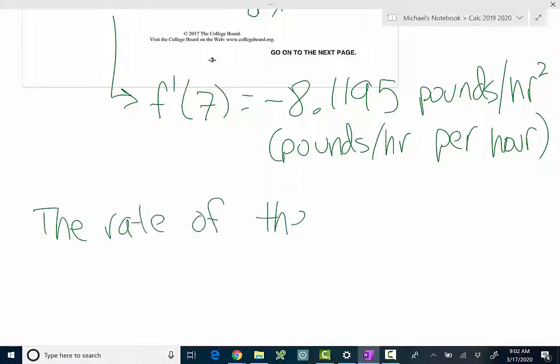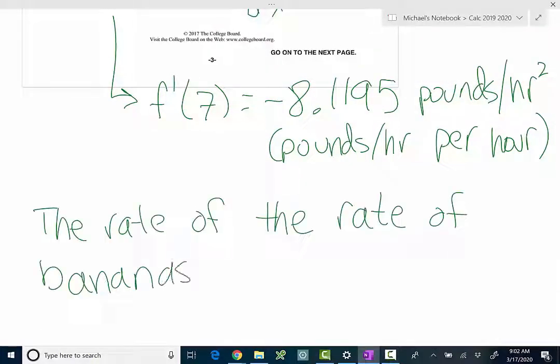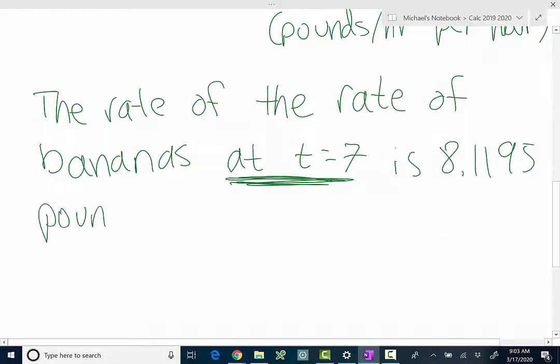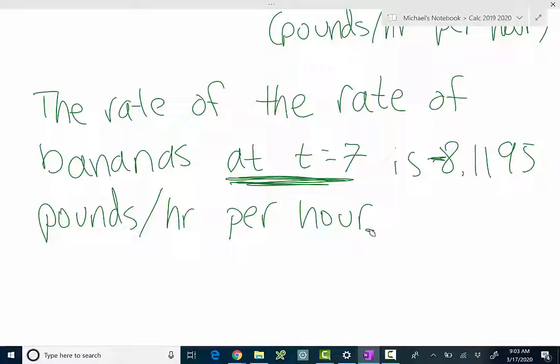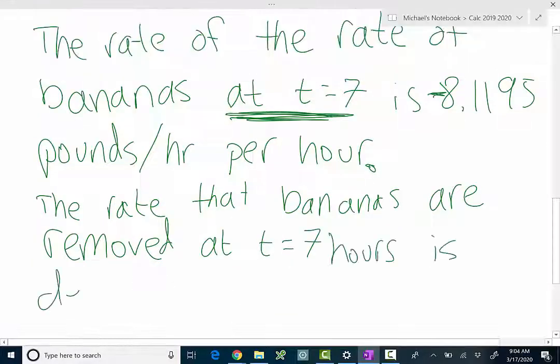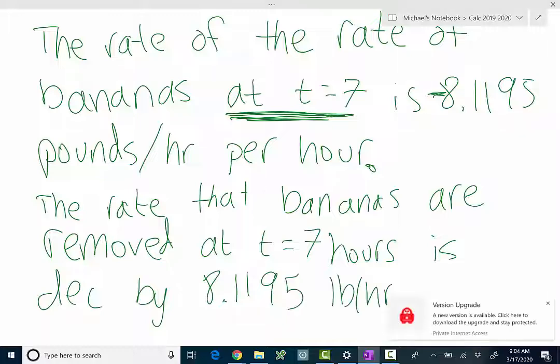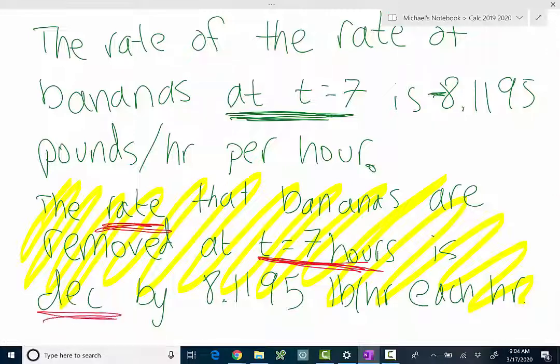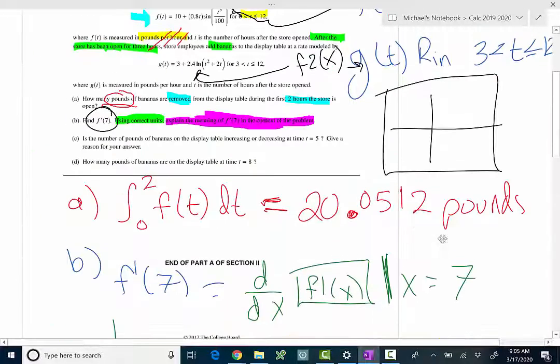Now, we need to explain this. This first thing is just us talking through it. Like, this is the rate of the rate because we're taking the derivative of the rate. So that's kind of us thinking. Now, when we're going to explain it in the context, we want the second part. The rate that bananas are removed at time 7 is decreasing by 8.1195 pounds per hour. So key there, we need the word rate, time equals 7, and then that last part.